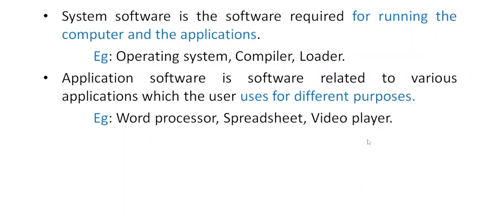You can use the video player to play the videos, and a spreadsheet for doing some calculations, Excel related things. If you are an accountant, definitely you want to do various calculations, so you can make use of a spreadsheet. Microsoft supports it in the form of Microsoft Excel. Different operating systems support it in different fashions. And also the word processor, where you can type your letters, etc. All these come under application software. System software is required for running the computer and applications. Application software is one which is directly used by the user, and for running the applications you require system software.